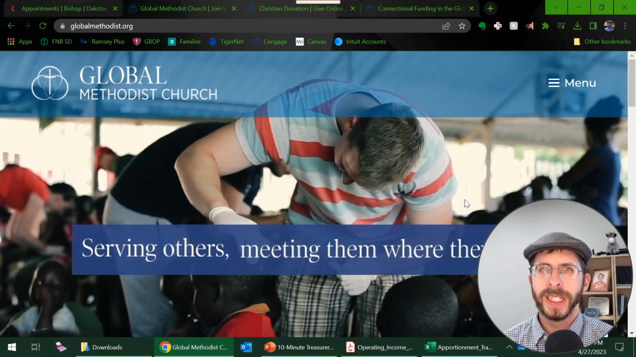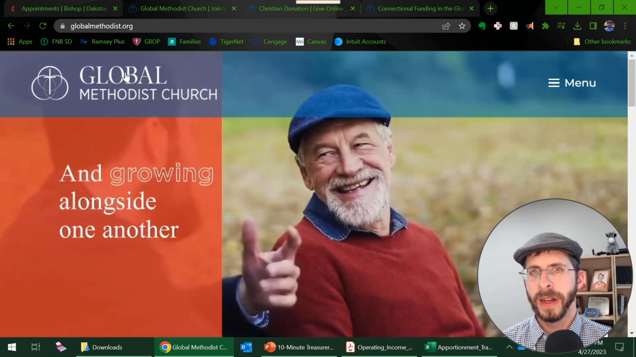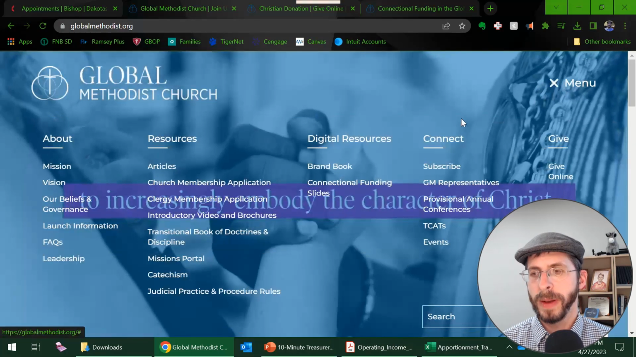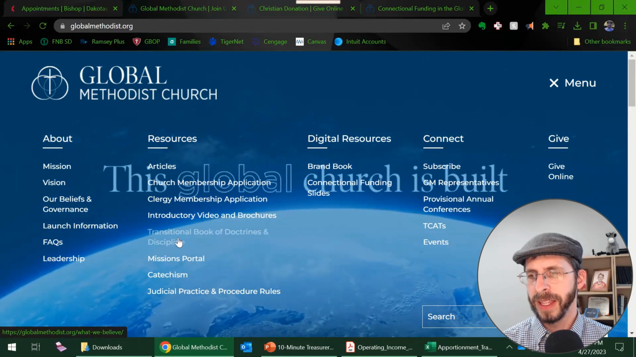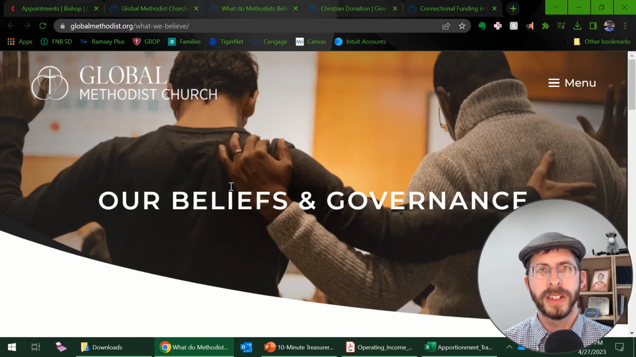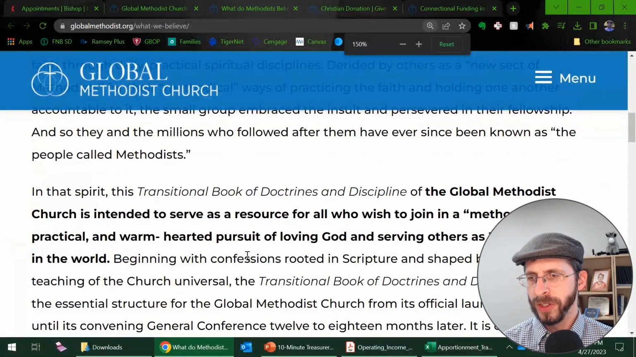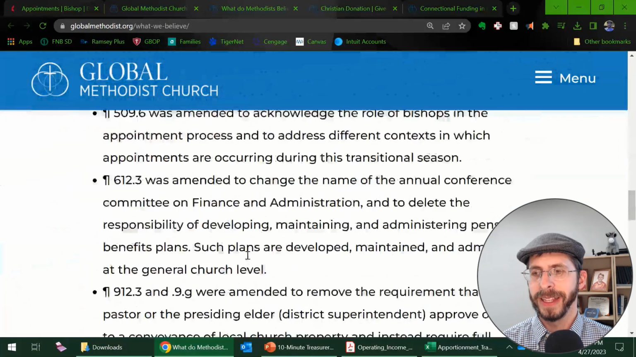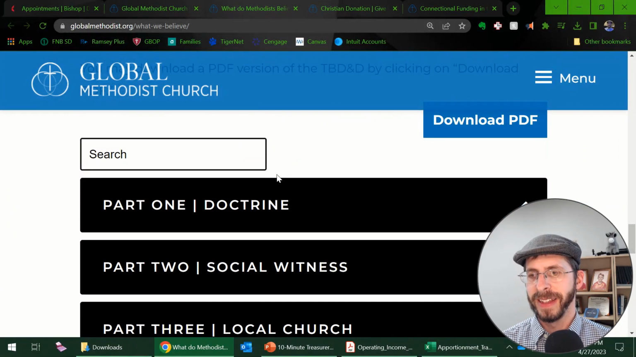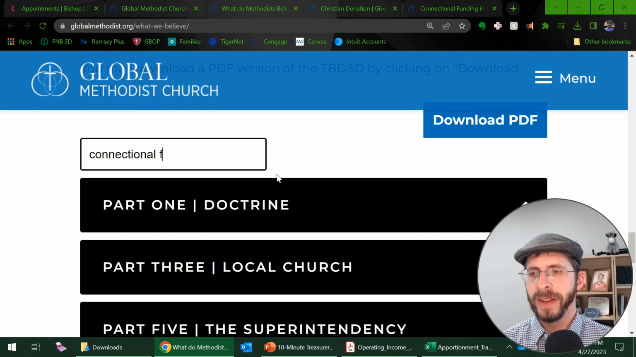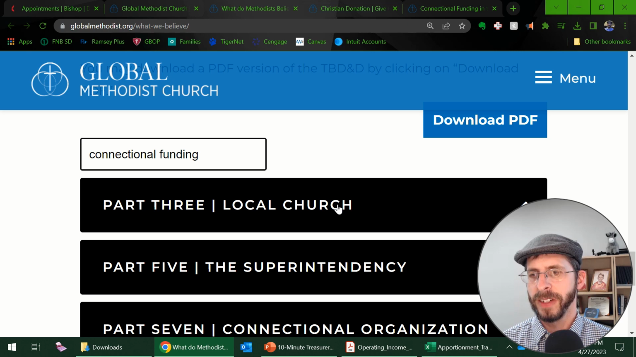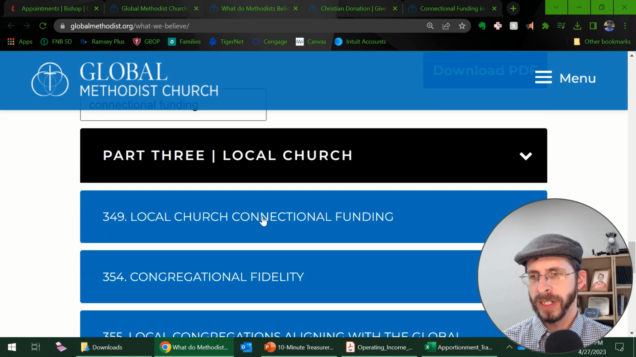So the first thing I want to do is show you how connectional funding is actually defined. I'm going to go to the Transitional Book of Doctrines and Discipline on the Global Methodist website. If you go to the menu and click the three lines, there it is, Transitional Book of Doctrines and Discipline. I hope you have that website bookmarked. It's very useful. I'm going to zoom in here a little bit. This is one of the coolest parts of this website: you just start typing in whatever you want and it starts filtering it. So I typed in connectional funding and local church, and it's paragraph 349.